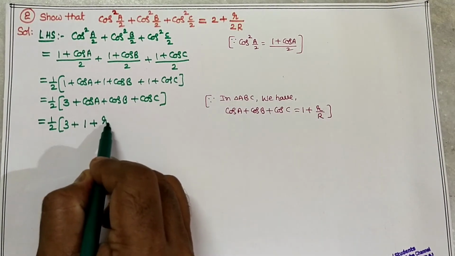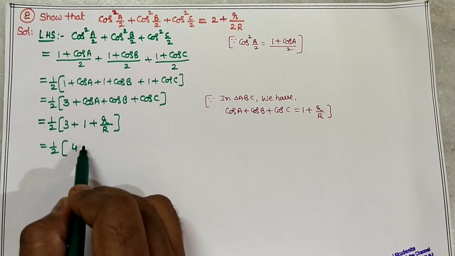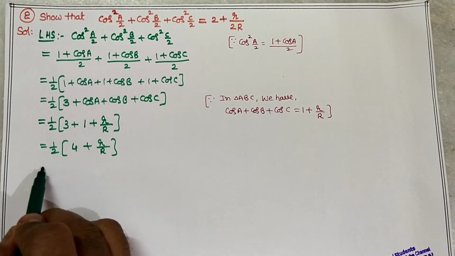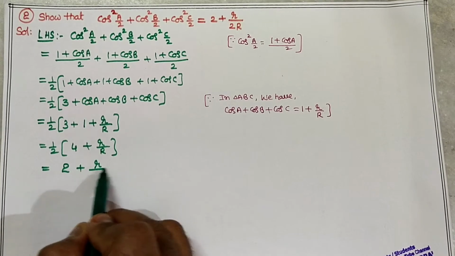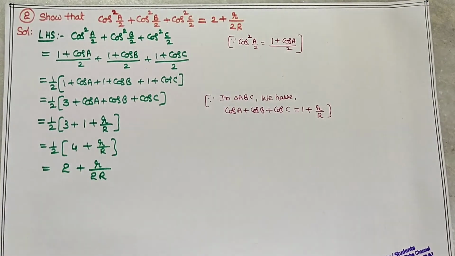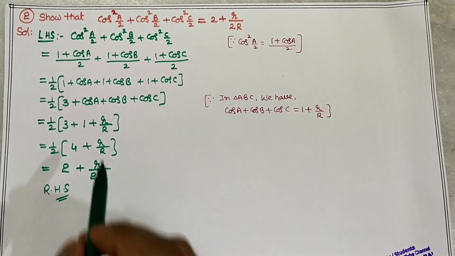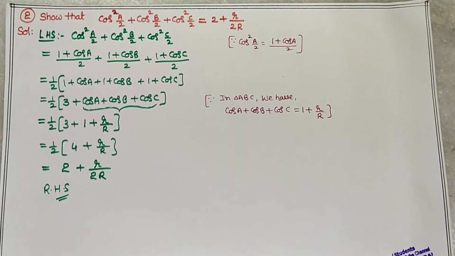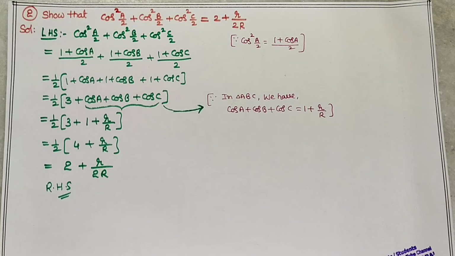So 1 by 2 into (3 plus 1 plus small r divided by capital R). So 1 by 2 into (3 plus 1 is 4, plus small r divided by capital R). Dividing each and every term by 2, 4 by 2 will become 2, plus small r divided by 2 into capital R, which is the required RHS. So in the public examination, you have to prove this result like in the first problem we discussed, in exercise 10b, third bit, first question.